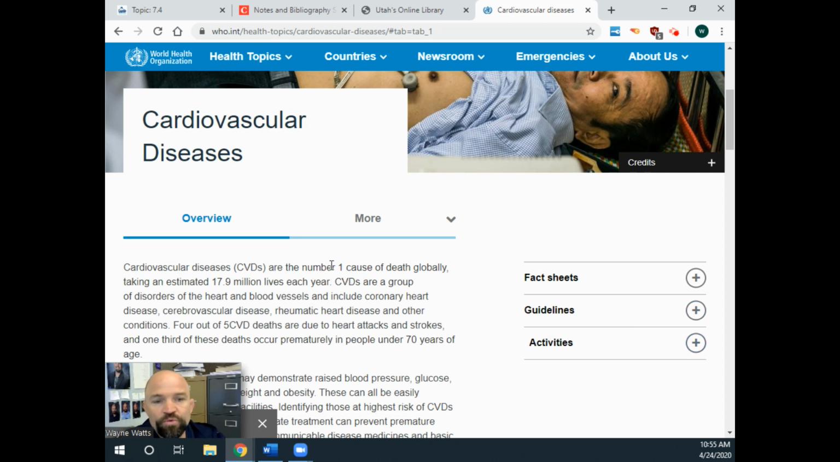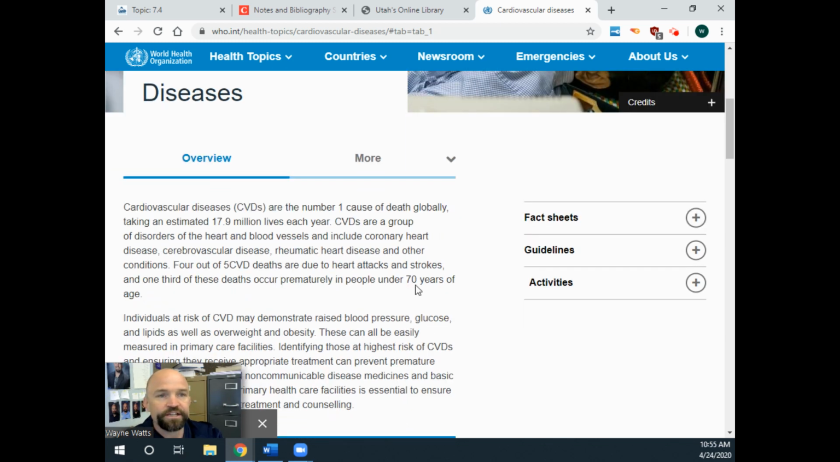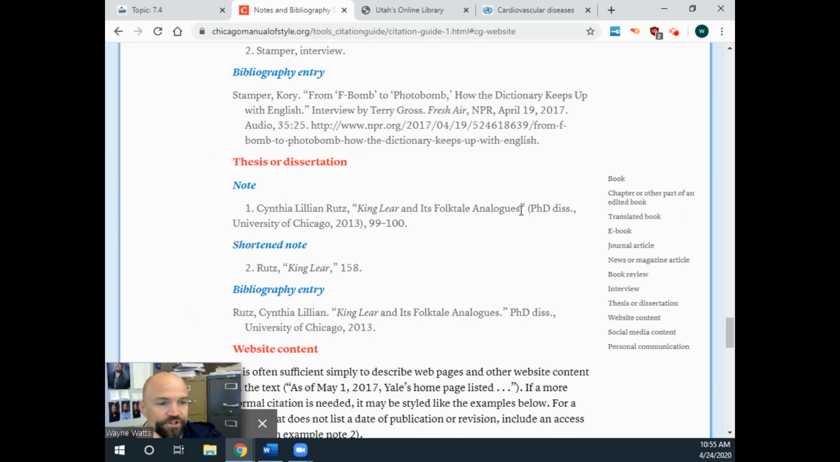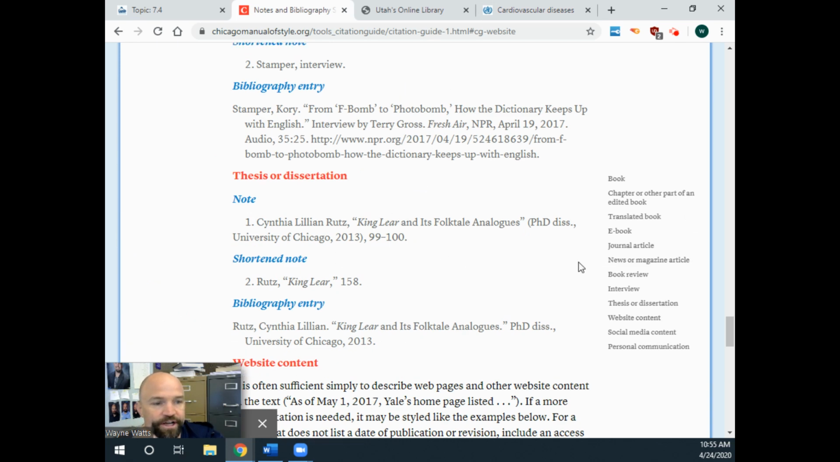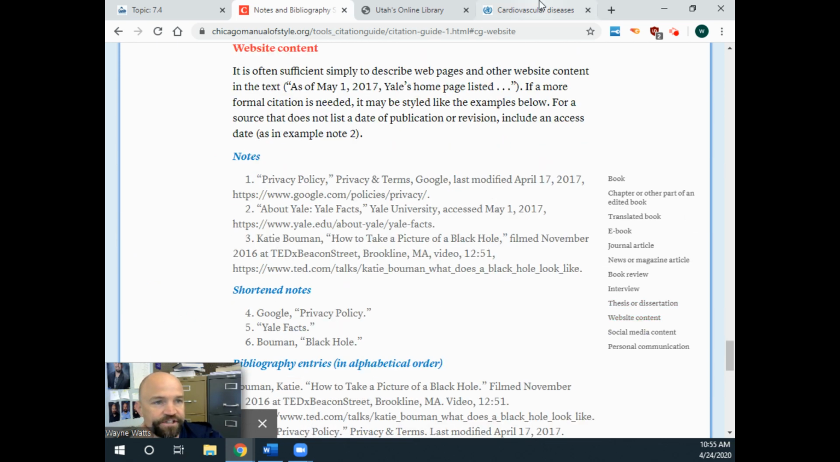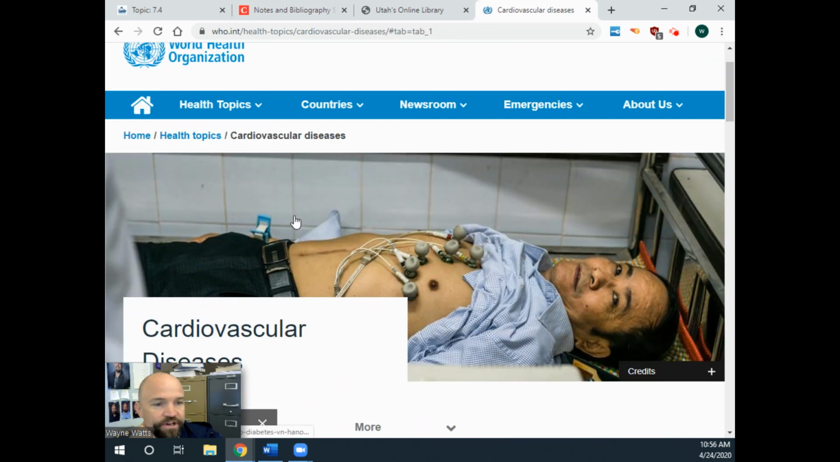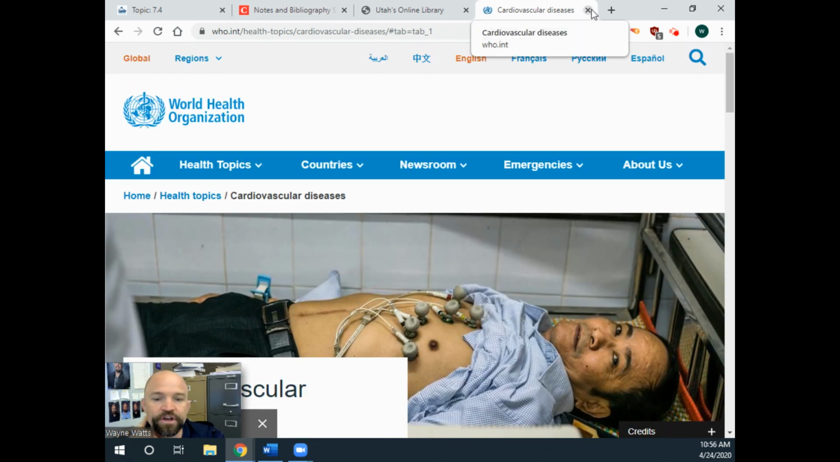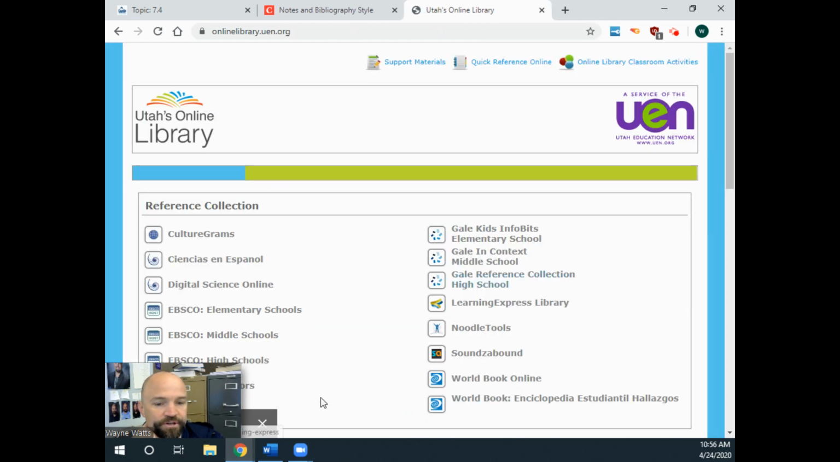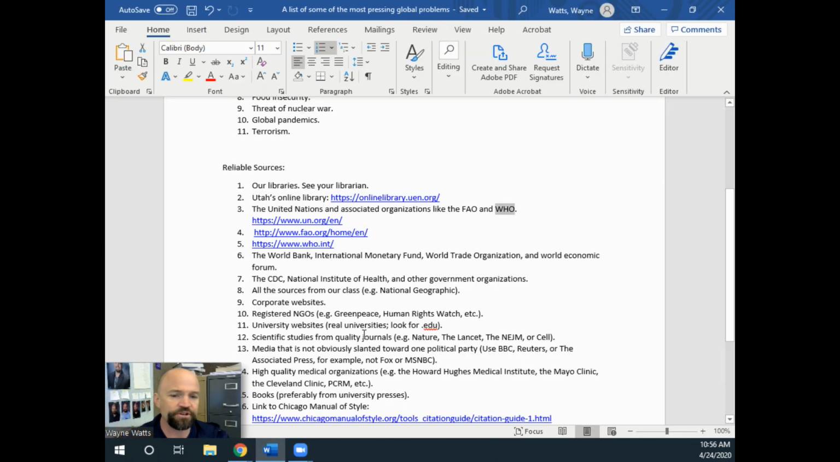The number one cause of death globally, if you were to put that in your final project, you would go ahead and put that down and you would cite that just like this here, website content from the World Health Organization. And there you go. You have one of your pieces of information, 25 minimum, of course, that are going to be required. So that's how you do your research for this final project, all right?